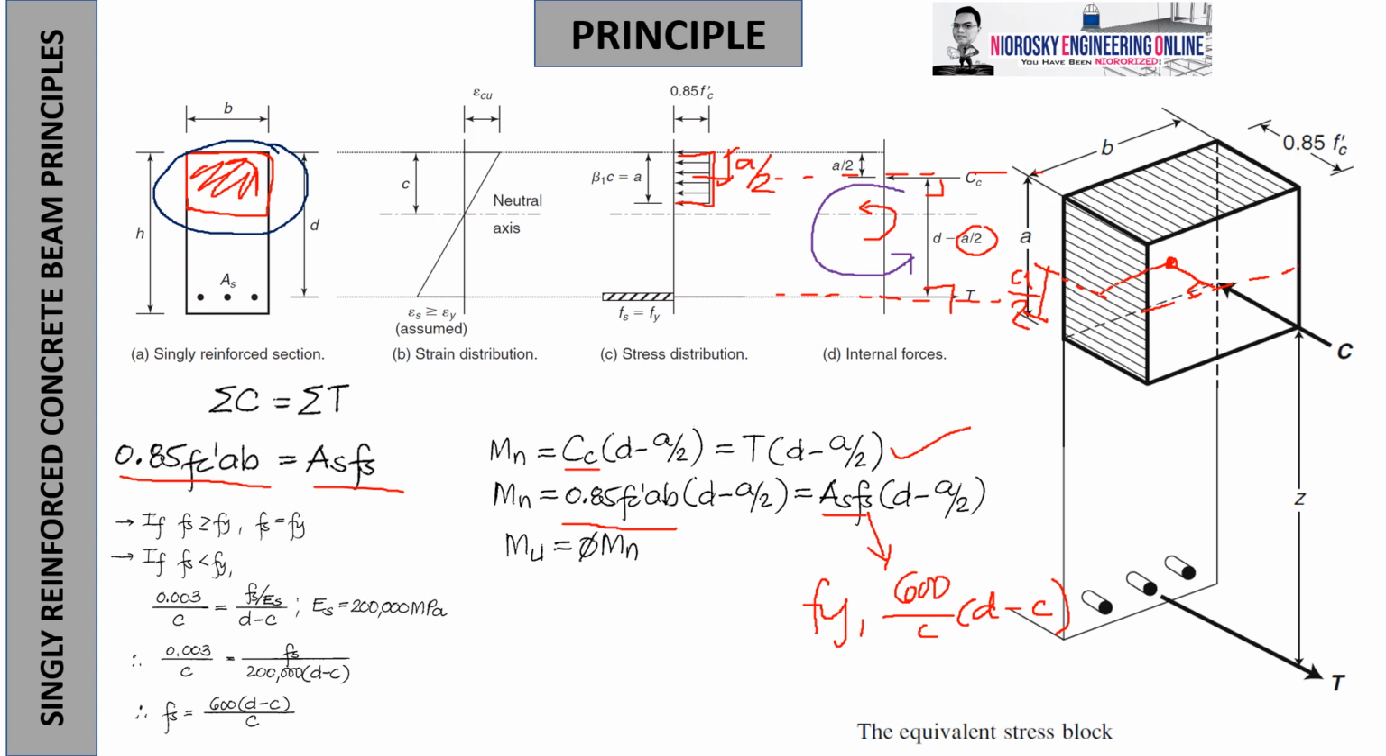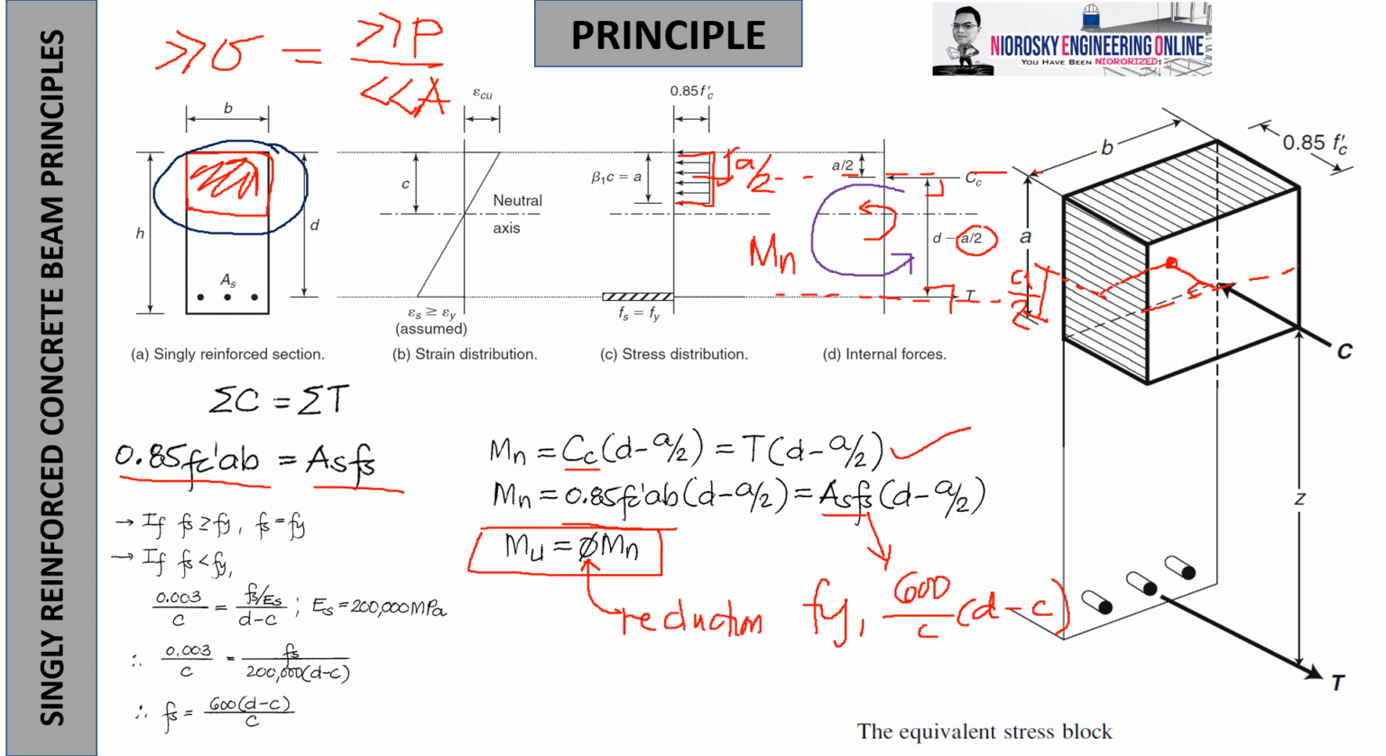Okay? And then, don't forget that Mu is phi Mn, because this is just the nominal moment. Nominal moment, meaning these are still raw forces. What we need under USD, for it to take effect, is the idea that greater stress equals greater force over lesser area. So a reduction force is needed. So we need to consider, what is this phi? That is the reduction factor. Okay, this is the reduction factor.